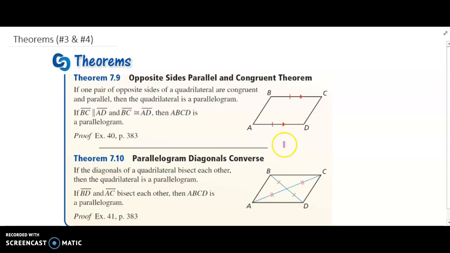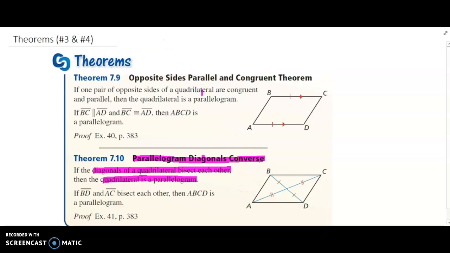All right, let's look at these two theorems here. I'm actually going to skip this one and go to this one first. Okay, so the parallelogram diagonals converse. We've seen this before. This is just a converse, so we flip the hypothesis and the conclusion. It just says if the diagonals of the quadrilateral bisect each other, then it's a parallelogram.